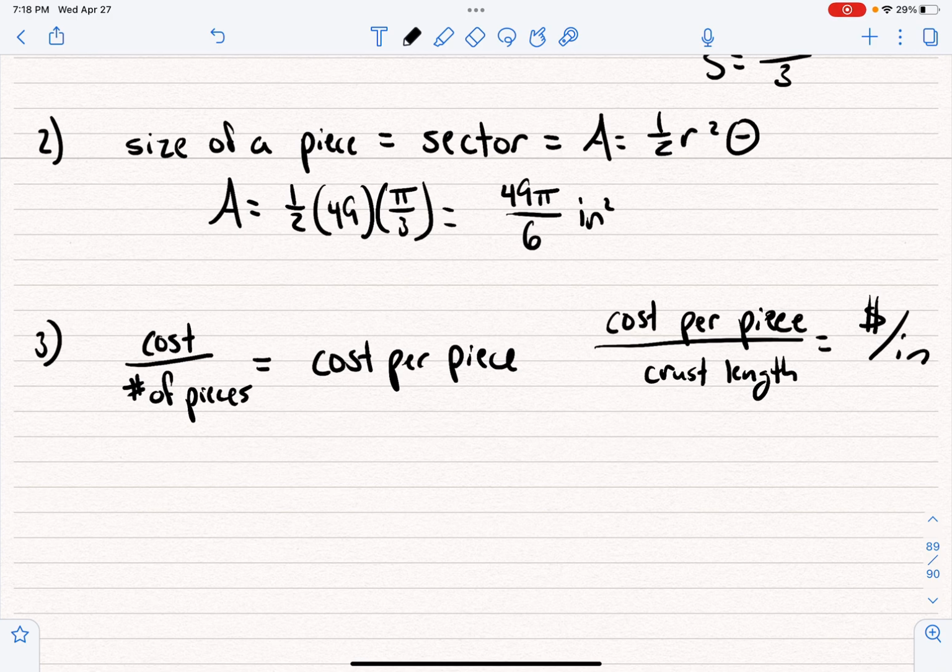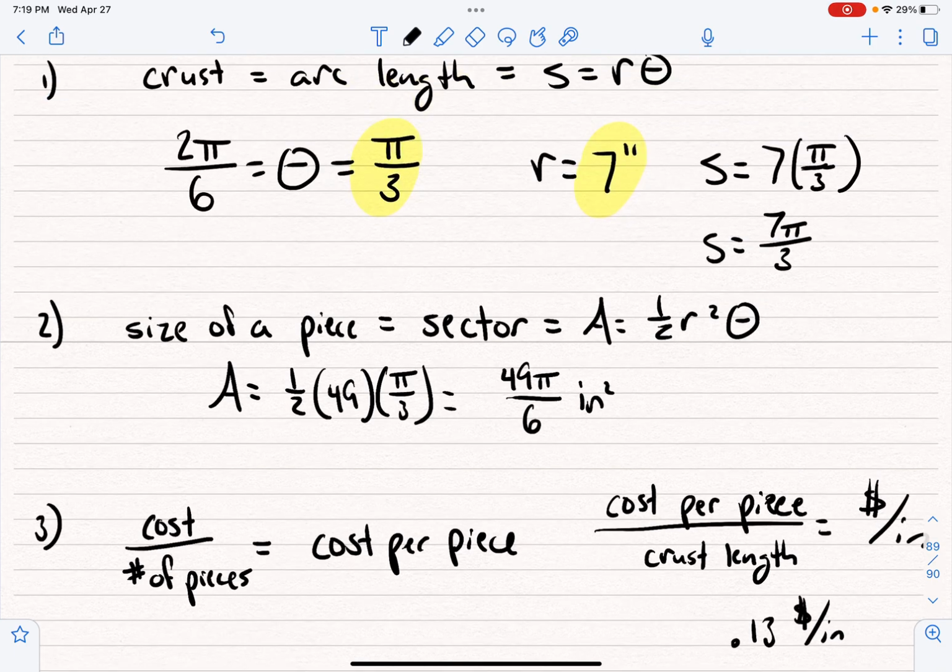Meaning if you get, let's say you get 0.13. Well, that means you're at $0.13 per inch, or 13 cents. So let's just say, for instance, we got $0.13 per inch. That would be 13 cents for every inch of crust is roughly what you're paying. Now, this is as if the price of the piece of pizza was really only buying just the crust, and that's not the case, but hopefully you understand.